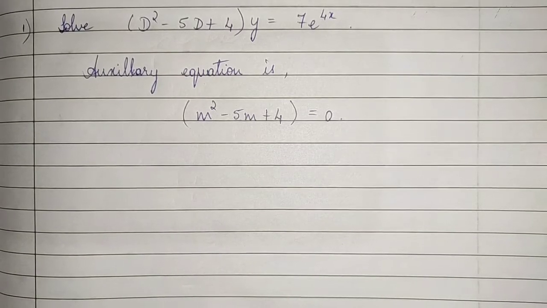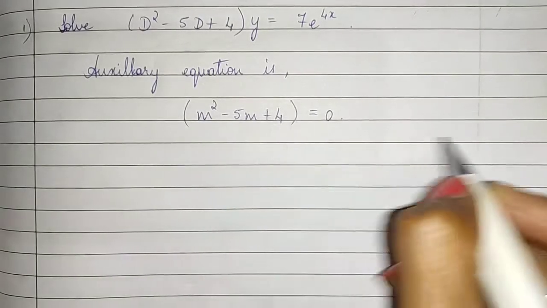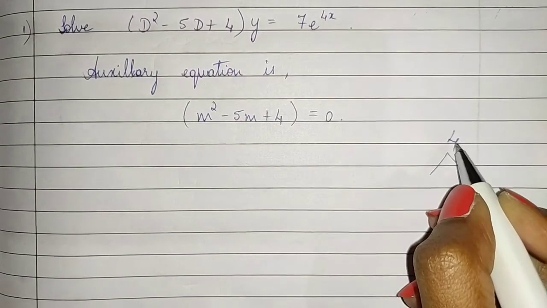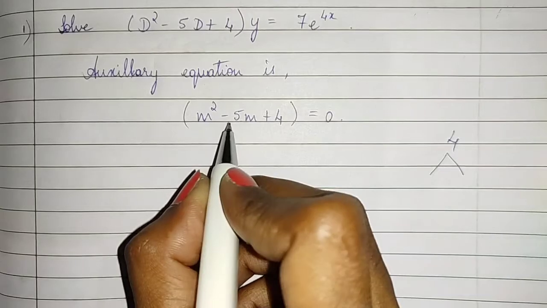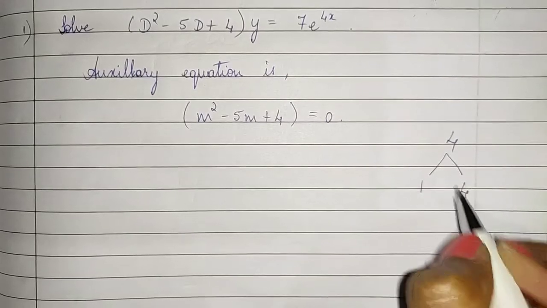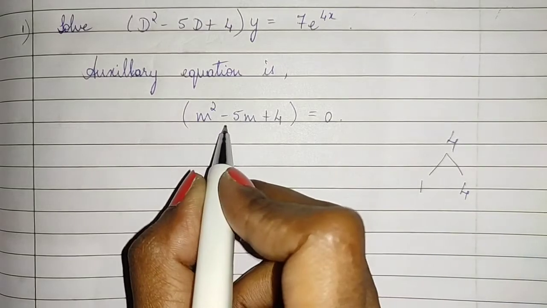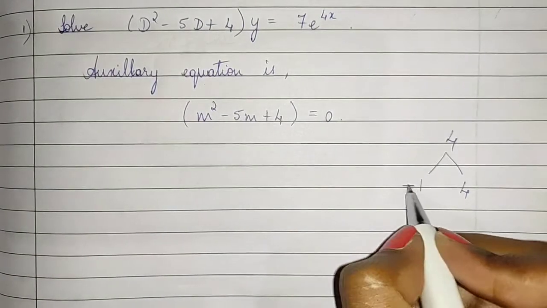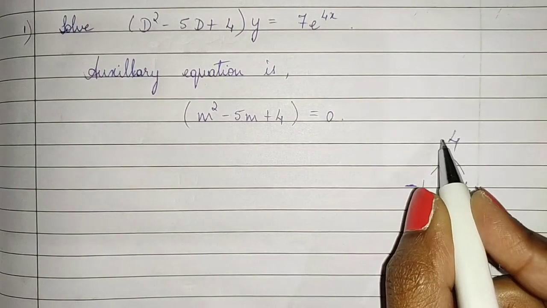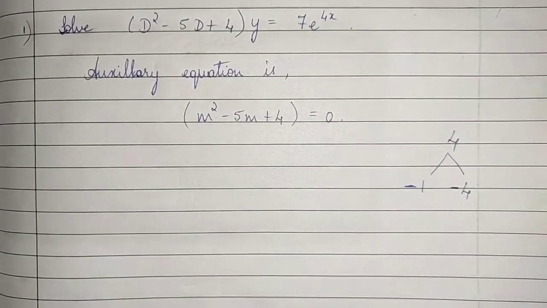How to solve this? This is a quadratic equation, so we can split the middle term. 1 into 4 is 4, so we want two numbers that multiply to give 4 and add to give minus 5. 1 plus 4 is 5, but we have minus 5. If I take minus 1 into minus 4, minus into minus becomes plus, and 1 into 4 becomes 4. Minus 1 minus 4 becomes minus 5.